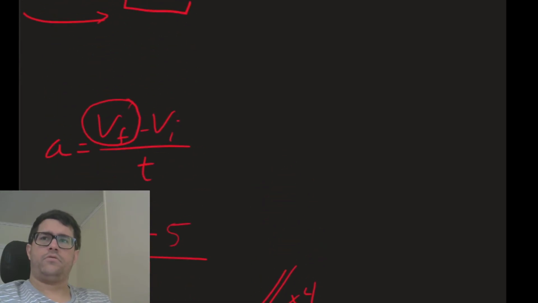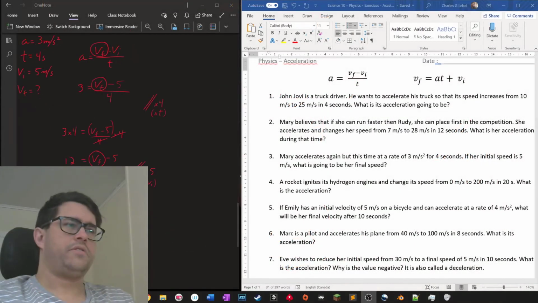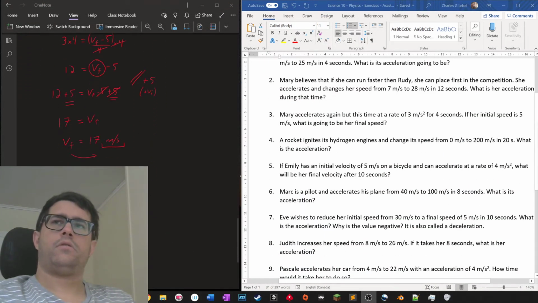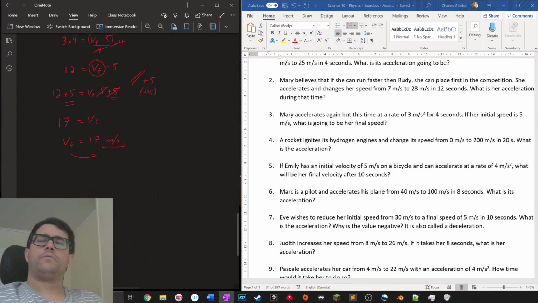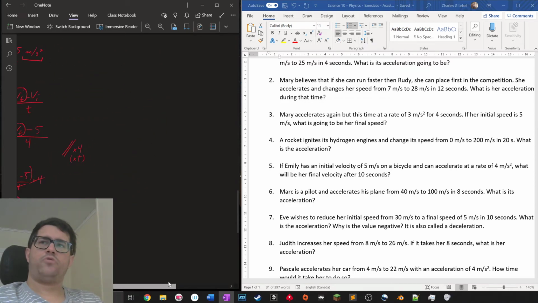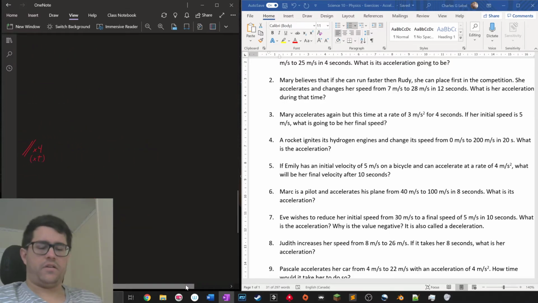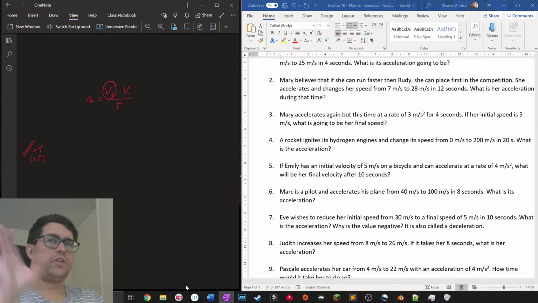So what we're gonna do now is we're gonna do the same problem, but this time we're not gonna put the numbers first. Let's go back here. Let's write our formula again. A is VF minus VI over T. And this time we're going to isolate VF without putting any numbers in. We're going to leave the letters as they are.